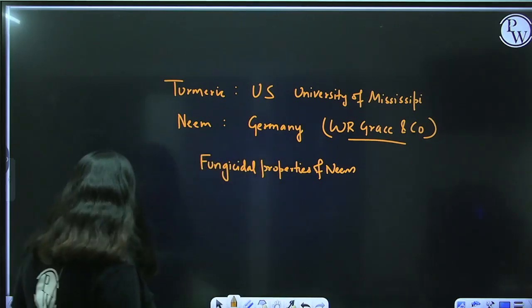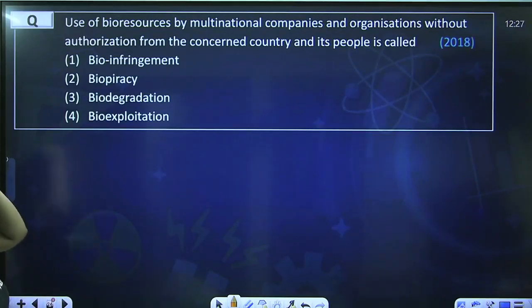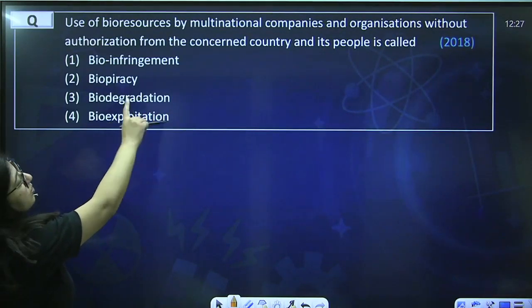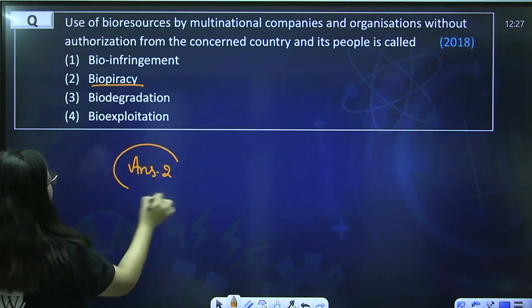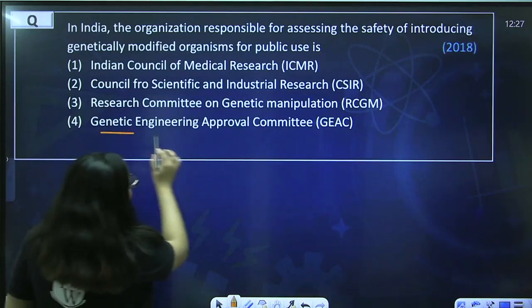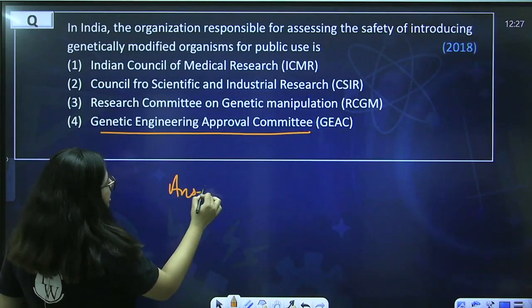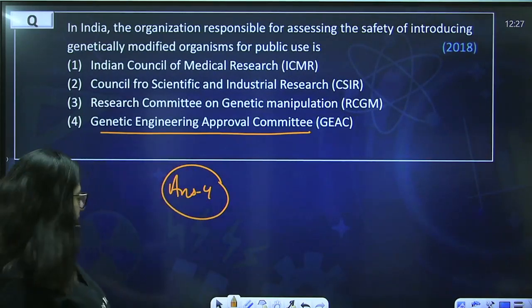Okay. All right. So let's solve some questions based on it. Use of bioresources by multinational companies and organizations without authorization from concerned country and its people is called. Very simple. Use of bioresources without authorization is a crime. That is a biopiracy. Okay, next. In India, the organization responsible for assessing the safety of introducing genetically modified organism for public uses. Simply, there is only one committee. I have told you, GEAC. This is a committee that sees everything. Learn its full form also, because once in exam the full form was asked, right?